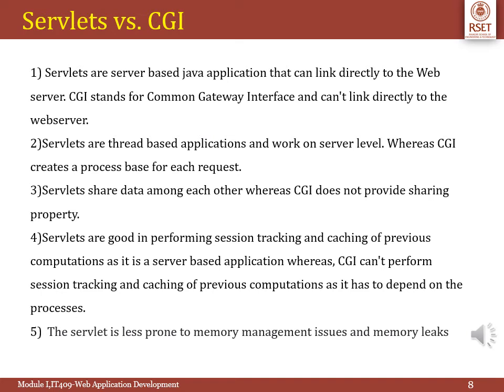There are many disadvantages associated with CGI. If the number of clients increases, it takes more time for sending responses. For each request, it starts a process, and the web server is limited in the number of processes it can start. It uses platform-dependent languages like C, C++, Perl, etc.